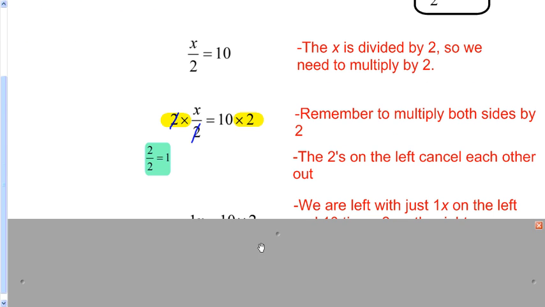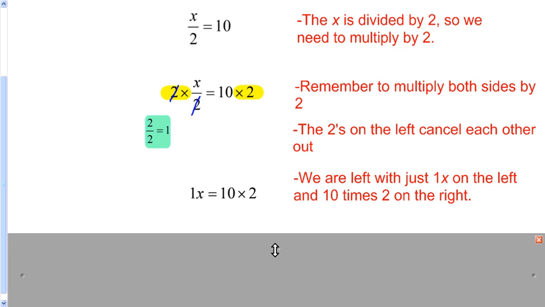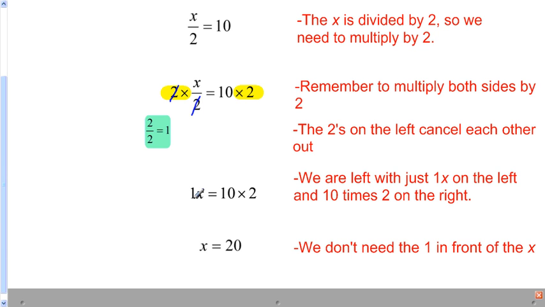And then I scroll down here. We are left with just 1x is equal to 10 times 2. And then finally, we don't need to write the 1. We can just write x. And 10 times 2 is 20.